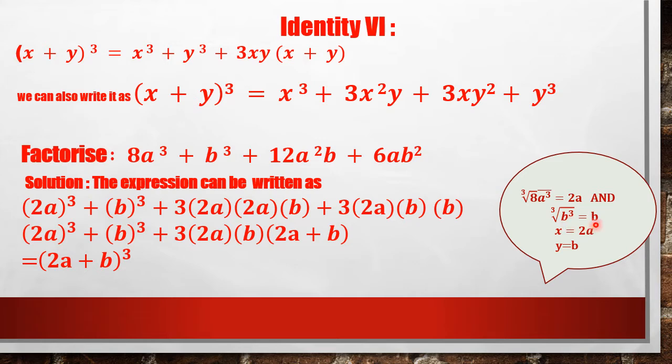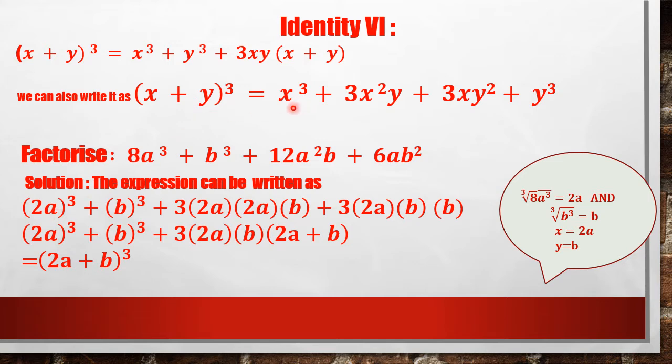What will be the cube root of b cube? It will be b. Now in the place of x, you have to write 2a, and you have to replace y with b. That's all you have to do. First, you have to write this general form, and after writing this general form only can you replace. So don't forget to write the general form. Wherever you are finding x, you have to replace it with 2a, and wherever you are finding y, you have to replace it with b. But don't forget that you have to use the bracket.